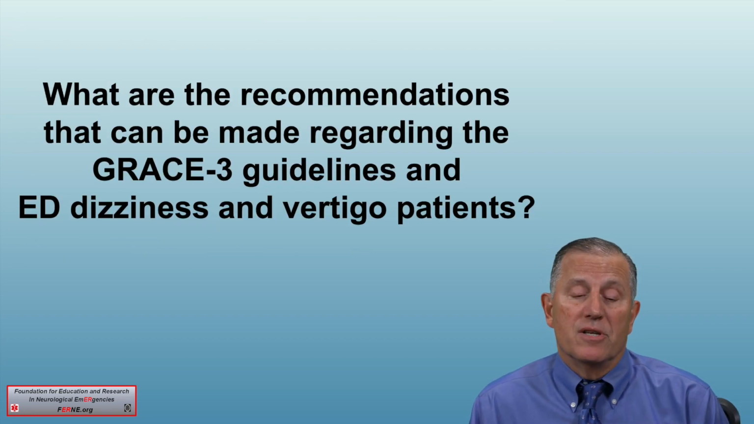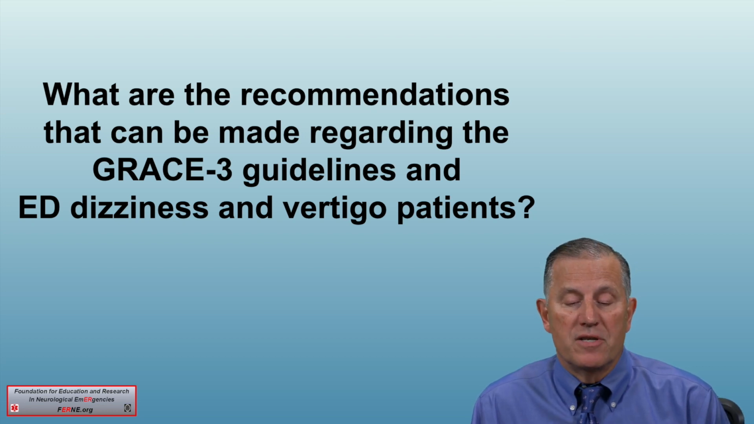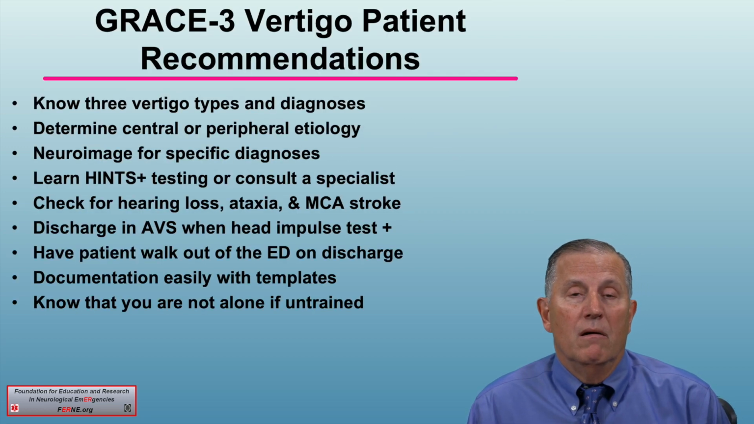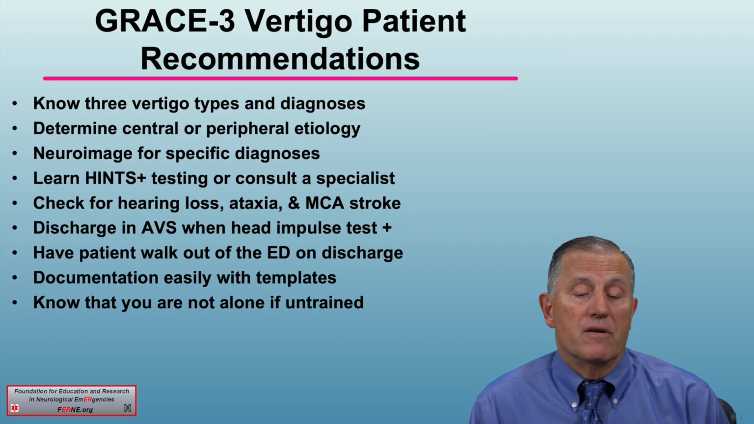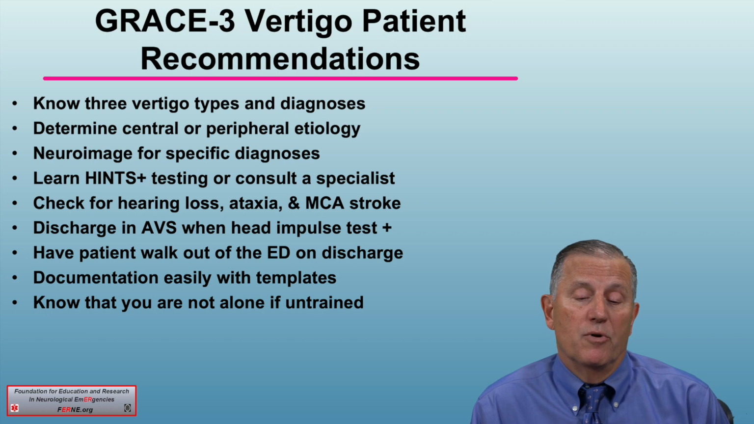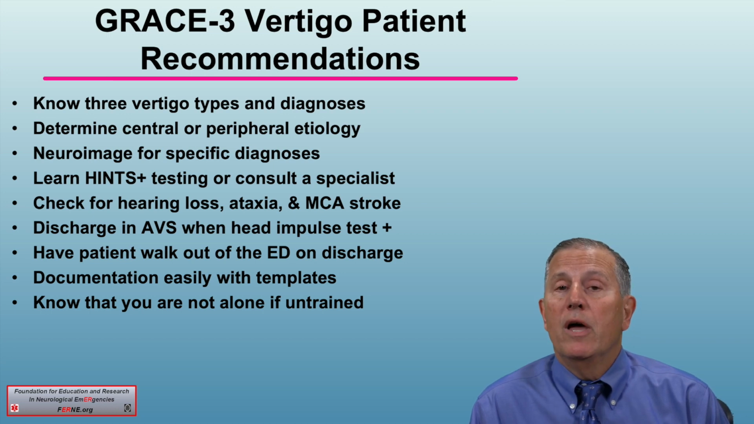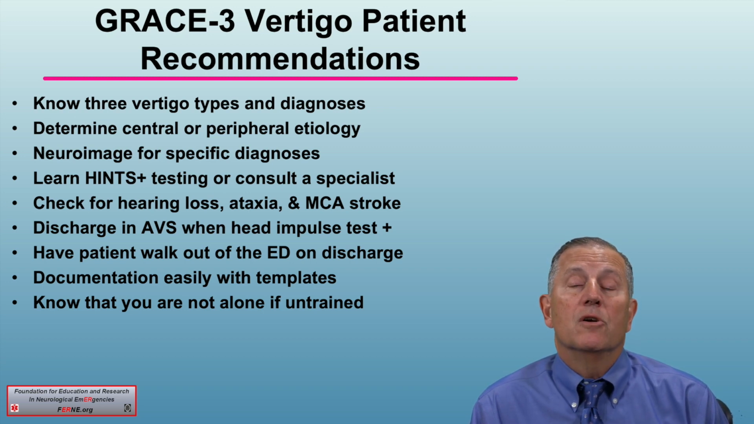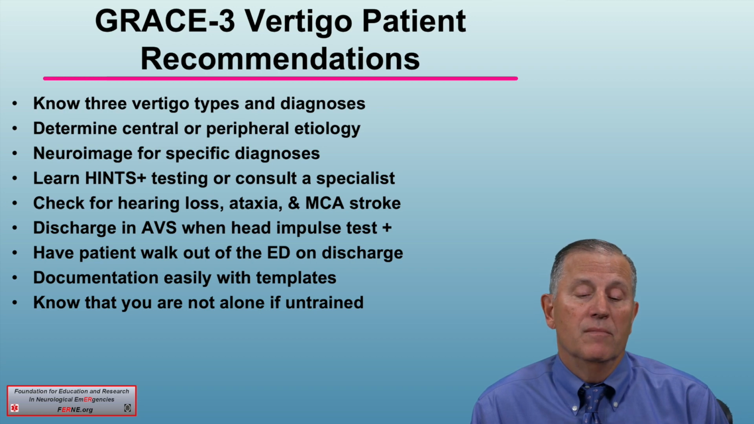What are the recommendations that can be made regarding the GRACE 3 guidelines and the ED diagnosis and treatment of dizziness and vertigo patients? The general recommendations are as follows. Know the 3 vertigo types and diagnoses. Be able to determine a central versus peripheral etiology. Neuroimage only for specific diagnoses. Learn the HINTS Plus test or consult a specialist who has been trained in HINTS Plus testing. Check for hearing loss and ataxia.